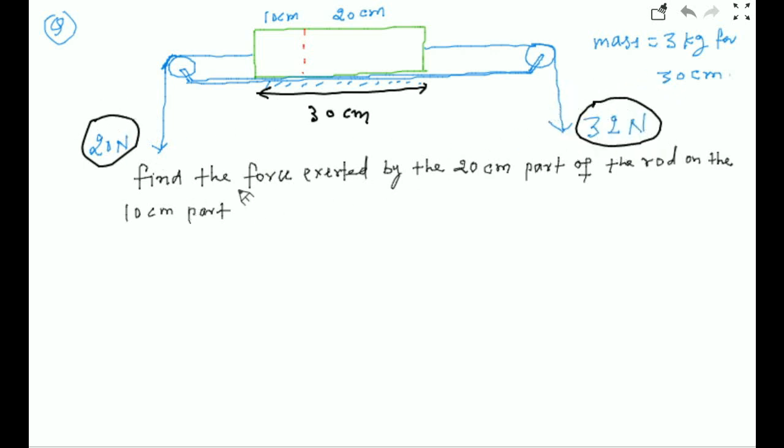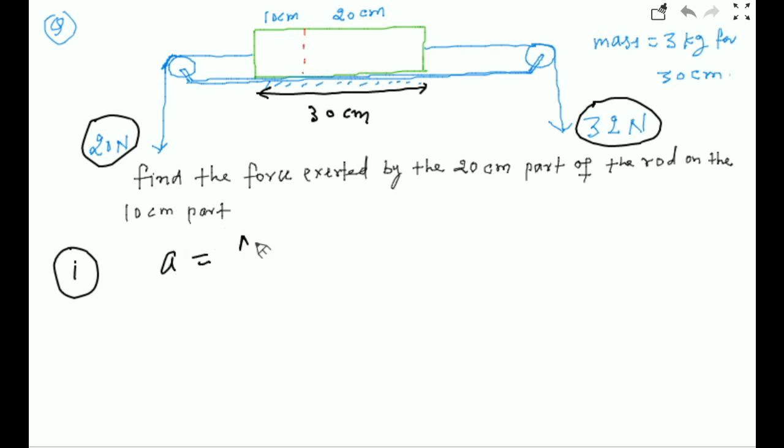Okay, so the question is: find the force exerted by the 20 centimeter part of the rod on the 10 centimeter part of the rod. So the first step is that this 30 centimeter block, including the 10 centimeter and 20 centimeter parts, is moving combined with a constant acceleration. So find that acceleration.